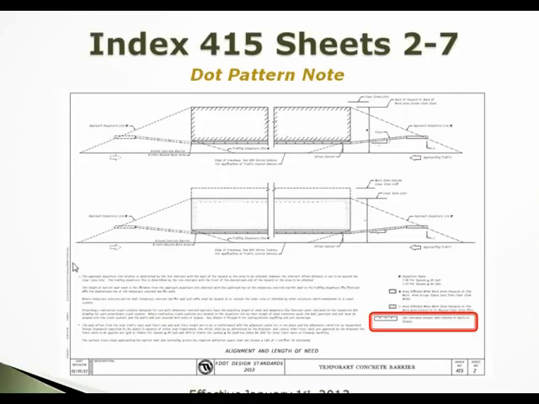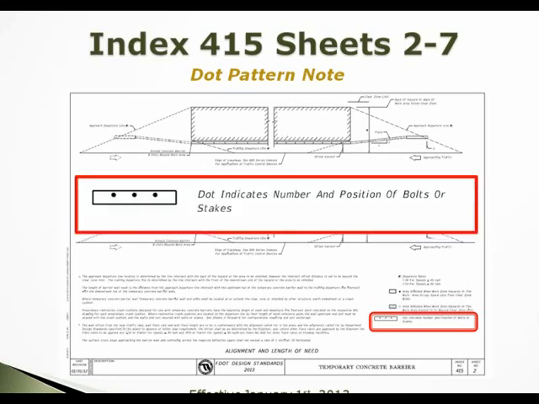The first index I'd like to go into is 415, which is the temporary barrier wall index. We've made some revisions in here, pretty substantial revisions on anchoring. The old anchoring that was in 415 were plates that were only tested by one manufacturer, and basically most of the other ones were anchored based on what that manufacturer had done. The new indexes show new anchoring for barrier wall when it's associated with a transition of a barrier wall at a crash cushion.